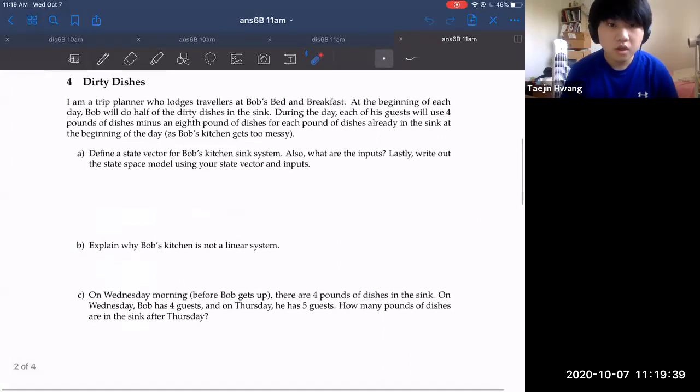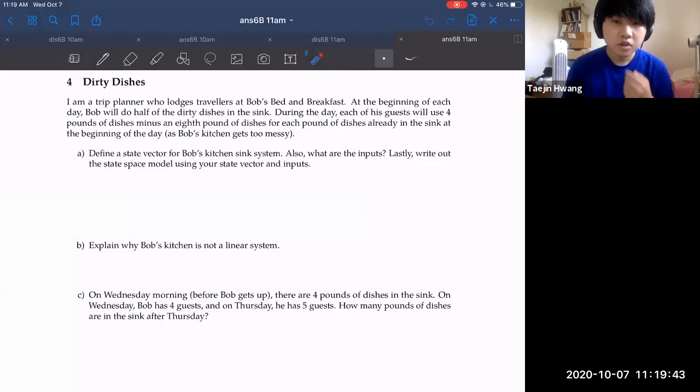The main focus for today is really to get you to think about how do I create a state space system? How do I pick state variables? How do I pick inputs? And how do these two interact with each other? It's getting you to think about all these together.